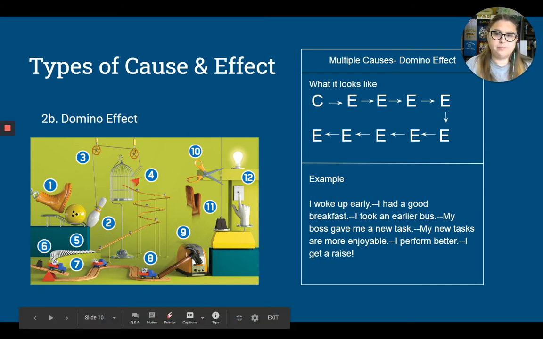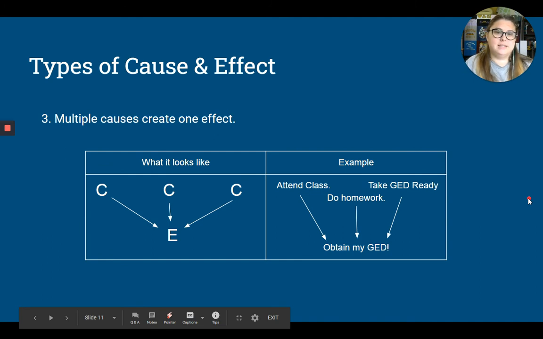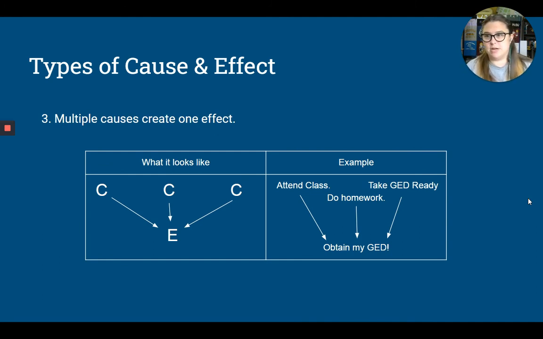All right. Our last type of cause and effect relationship is where we have multiple causes that create one effect. So it's almost the opposite of 2A. So we're saying that we have lots of causes that are leading to one effect. Excuse me, got a little excited with the clicker there. Three causes that are leading to one effect.